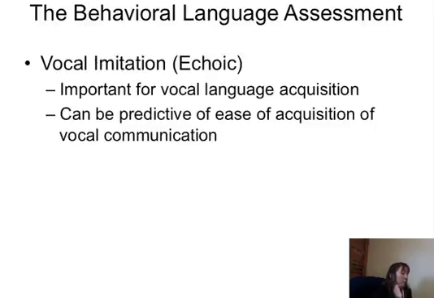Vocal imitation, or echoics, which is very important for vocal language acquisition in terms of having it as an effective prompt, and can predict how easy vocal communication is going to be. And again, you see the same kind of thing, where it can't repeat any is a 1, all the way up to clearly repeats any word or simple phrase.